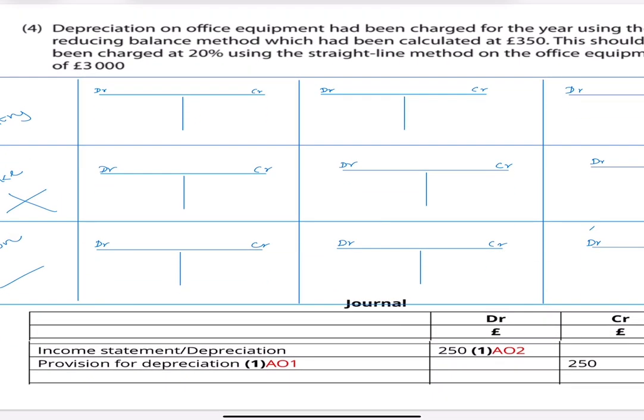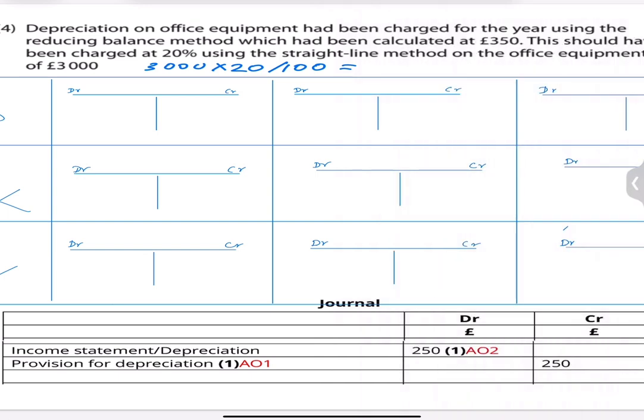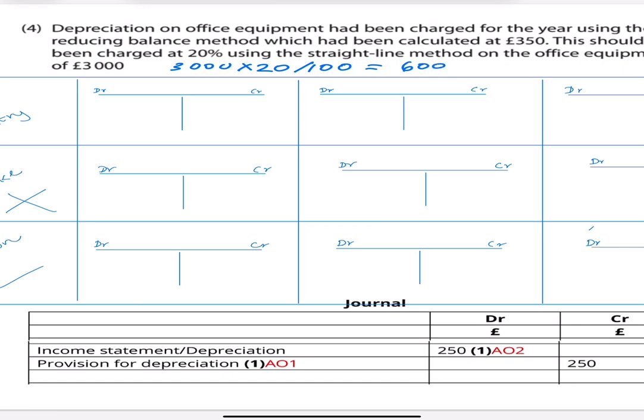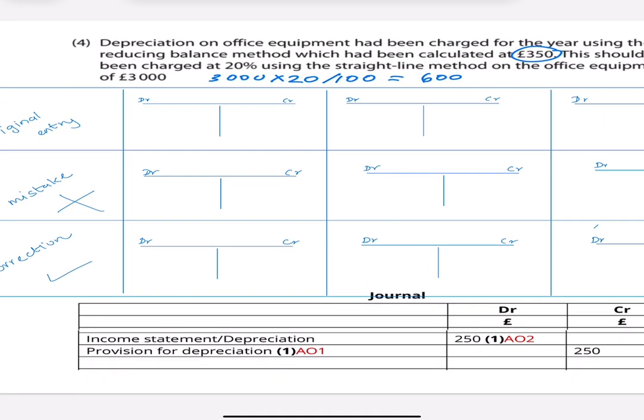First, let's calculate the straight line method depreciation. Therefore, 3,000 into 20% should give 600. However, they have used a different method and the value was 350. Now, what should be the original entry? Income statement, you should debit 600. Provision for depreciation should be credited by 600.